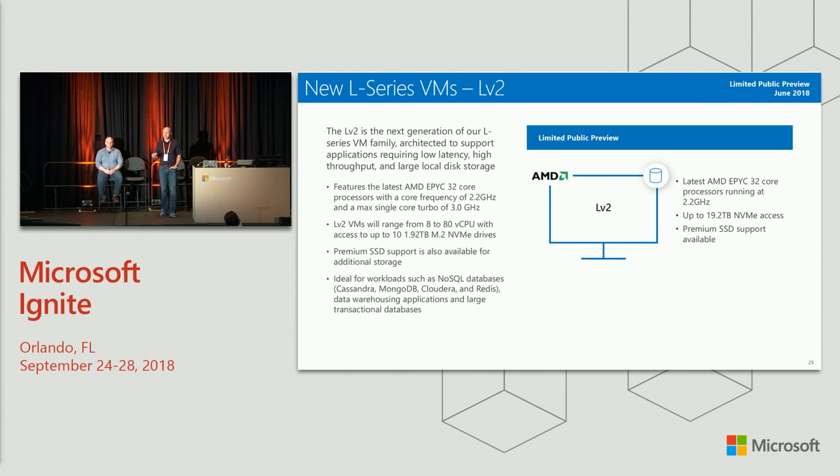And we've created a new version of LV2 on top of the AMD EPYC, right? So we're using the EPYC processor. We're using a 32 core in this case, 2.2 gigahertz, and bursting up on turbo to 3 gigahertz of speed. But the key here, too, is that we're able to build a VM family that offers anywhere from 8 up to 80 vCPU and has access from anywhere on the 8 from 1 NVMe 2 terabyte drive up to 10 NVMe 2 terabyte drives on the 80.